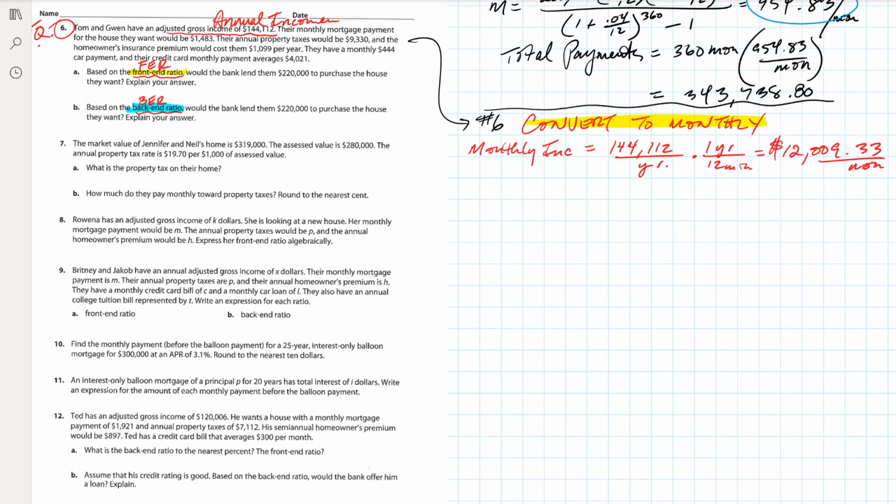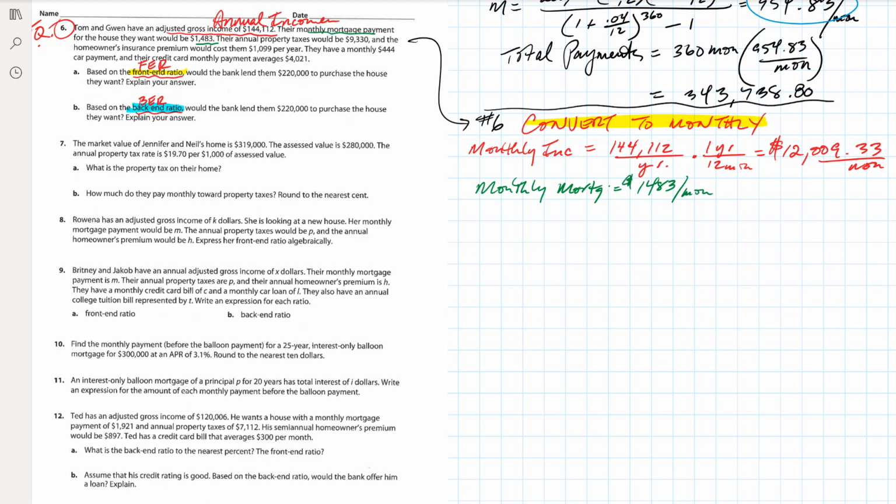So let's work on the other ones here. The monthly mortgage payment for their house would be $1,483. Let's write that down. Monthly mortgage payment is $1,483. That's already a monthly number, so we're good there. I'm just going to write this down to get organized. So it's $1,483 per month.